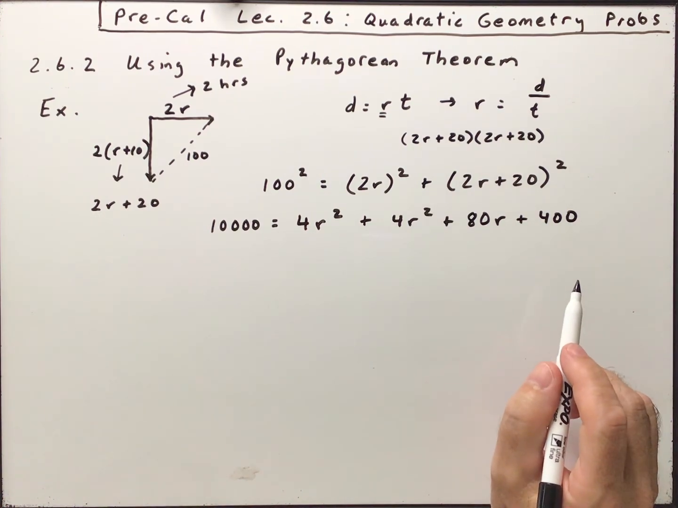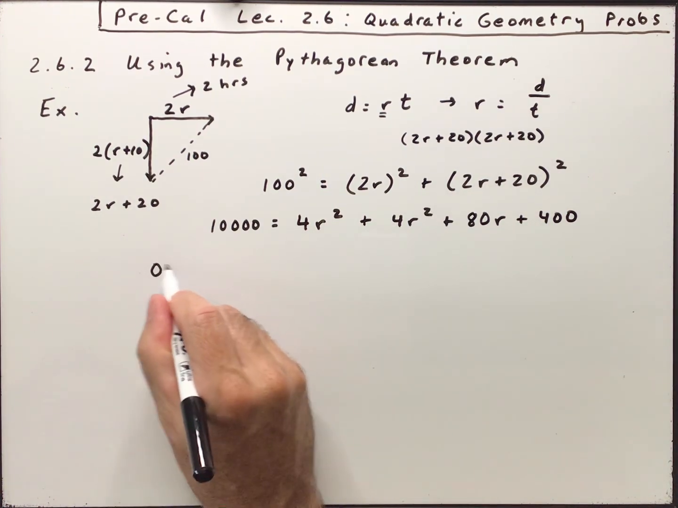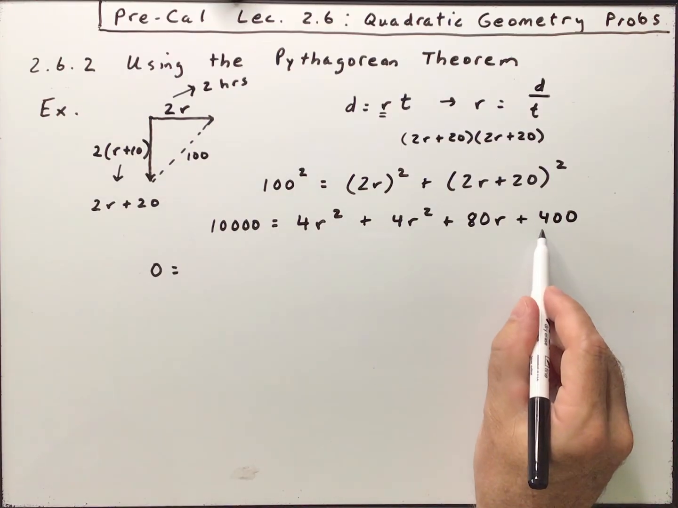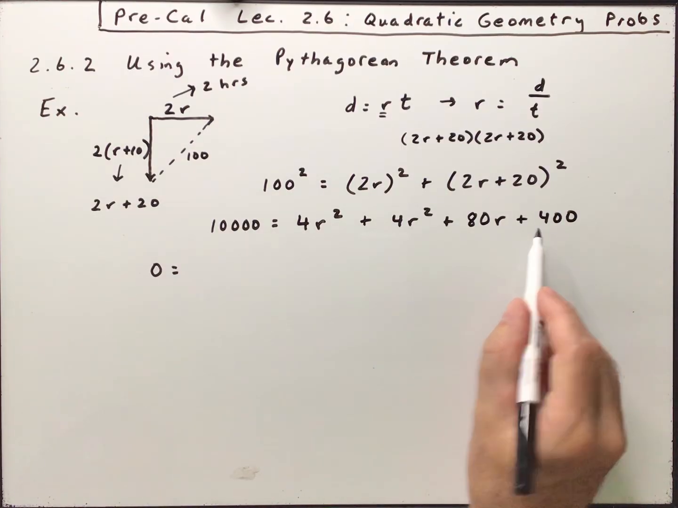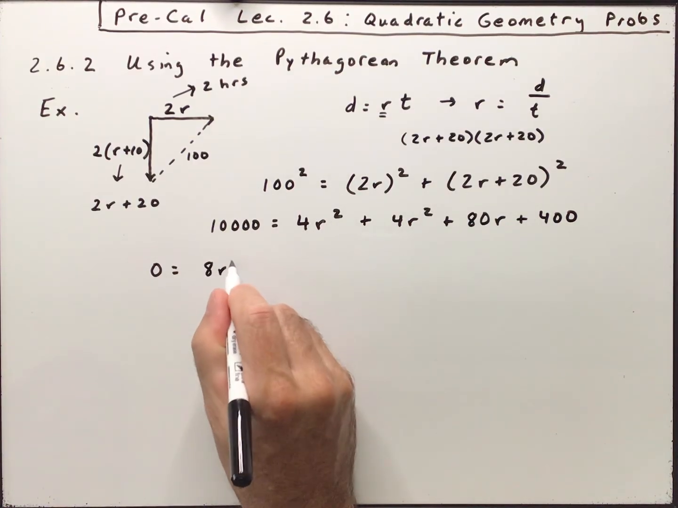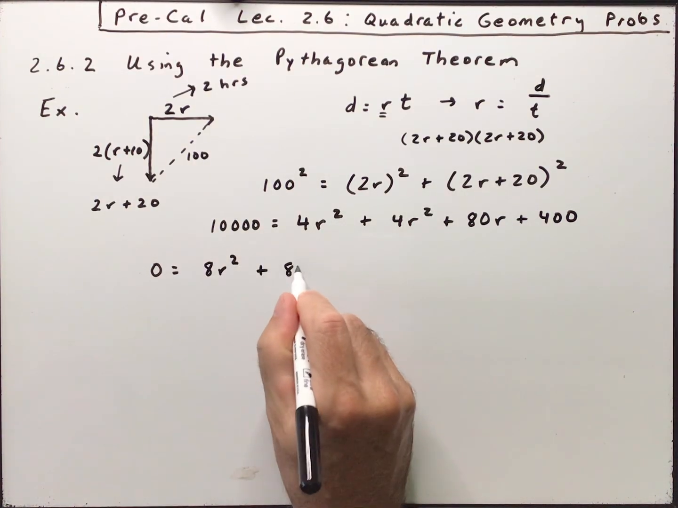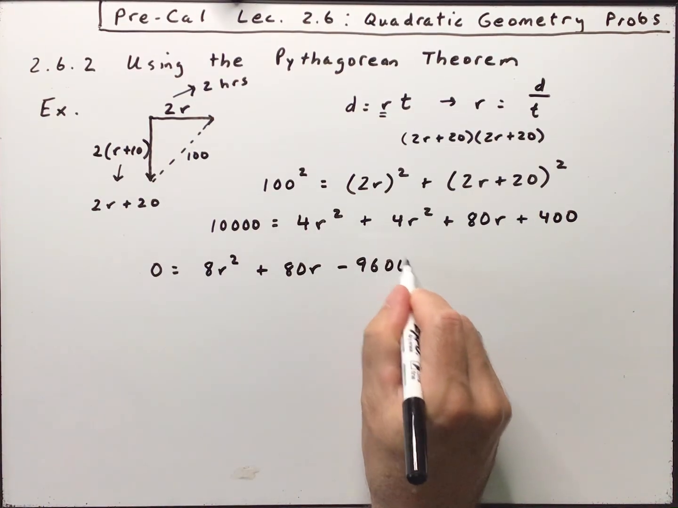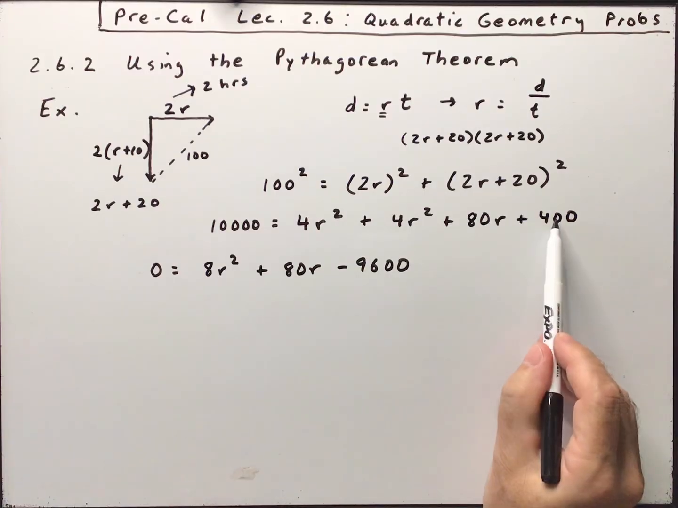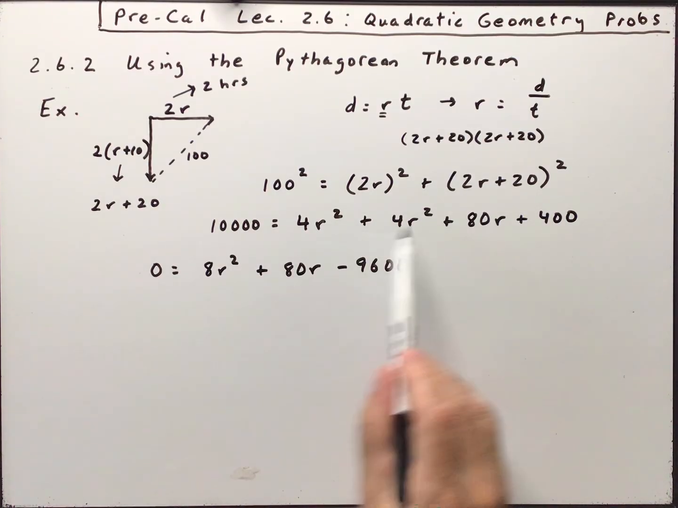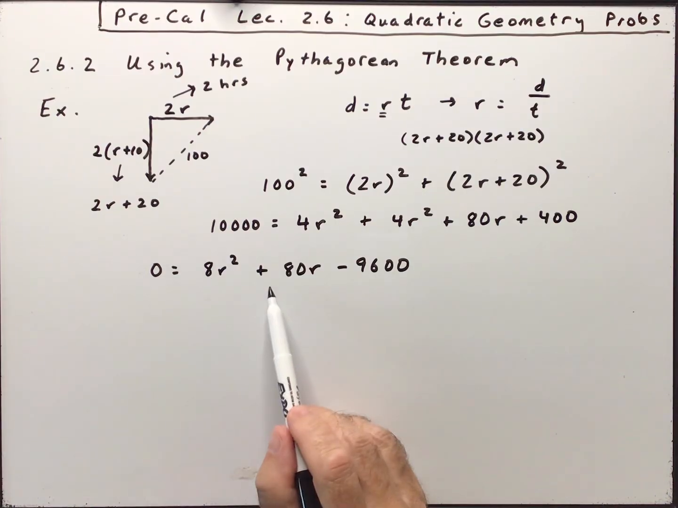So let's combine like terms. First of all, we need to set this equal to 0. So I'm going to move the 10,000 over to the right. Make it negative. All right, and then 4r squared plus 4r squared is 8r squared. And then we still have the 80r, and then minus 9,600. How did I get that? 400 minus 10,000. Combine the two 4r squareds, and then we have the 80r.